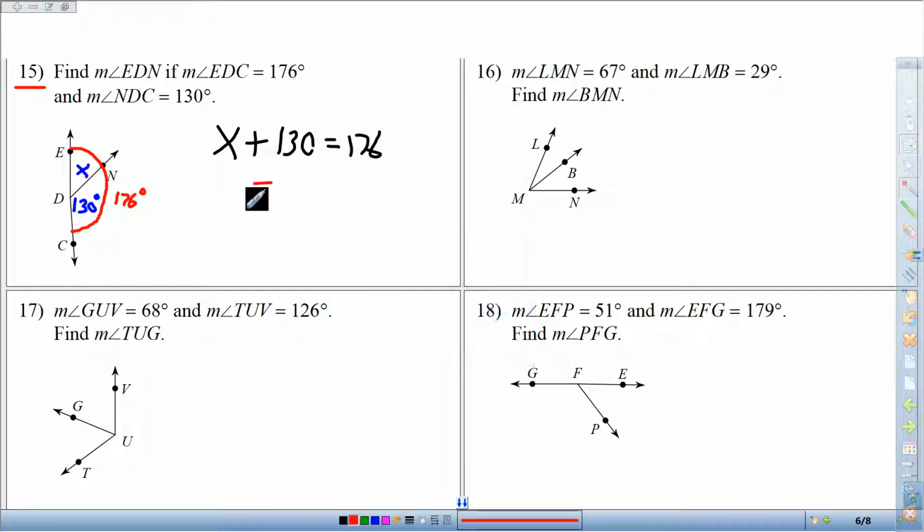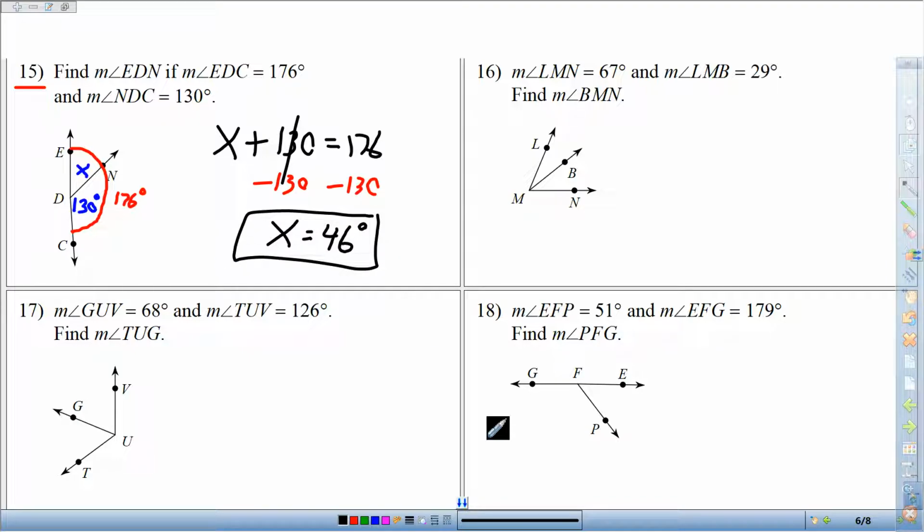From there, pretty simple math. We can get rid of 130 by subtracting. 176 minus 130 gives me 46. So I get x equals 46, and that's the actual measure of the angle. So let's put degrees. The same idea applies on 16, 17, 18. Put that info on. Your equation might not always look exactly like this. Sometimes they're going to give you the two small angles and ask you for the whole angle, but putting that info on will make it obvious.